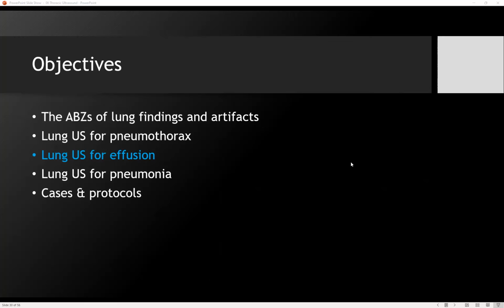So that's all I want to say about lung ultrasound for pneumothorax. Does anybody want to ask any questions or chat about this?